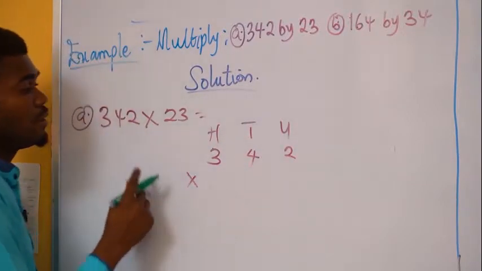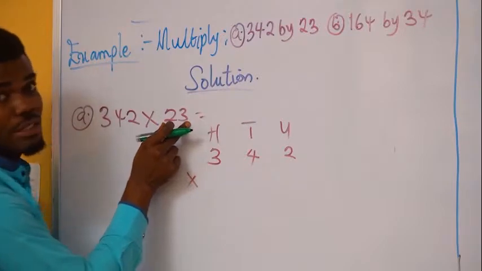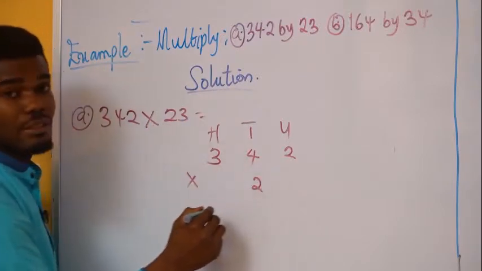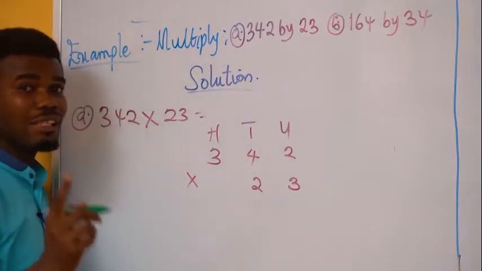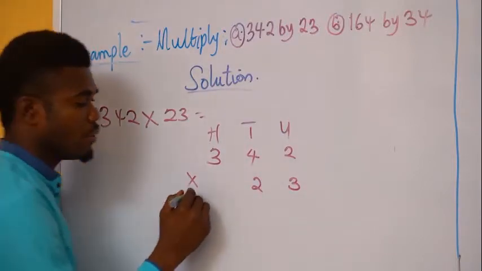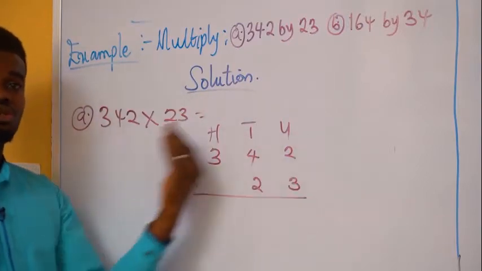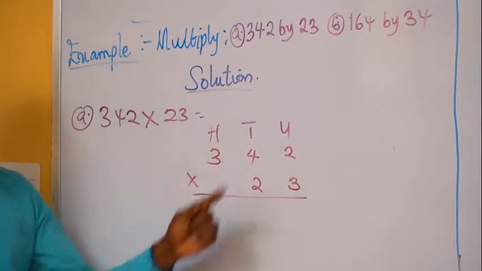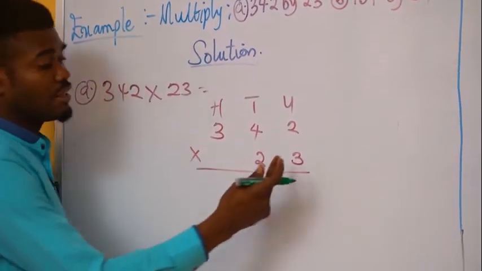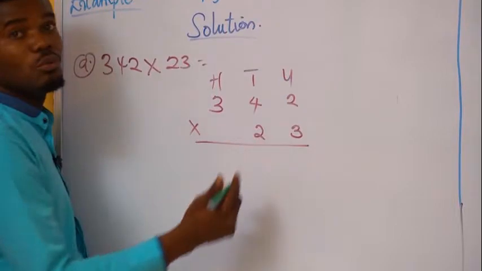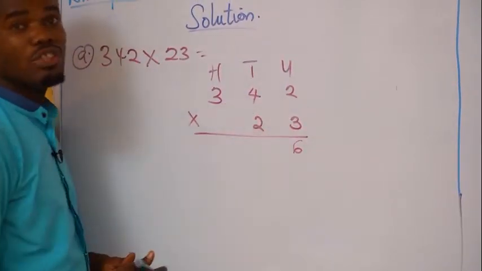Then you multiply, and we have 23. The 2, which is 20, comes under the tens, and the 3, which is a unit, comes under your unit. Do you understand? That is a very important step to start with. After that, you start with your unit to multiply through, then you come back to your tens. What do I mean? Here we have 3 times 2, which gives us 6, and then we also have 3 times 4, which gives us 12.